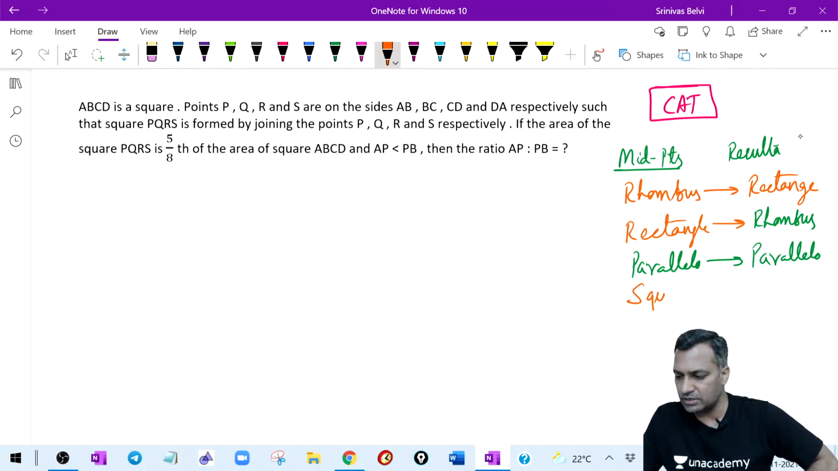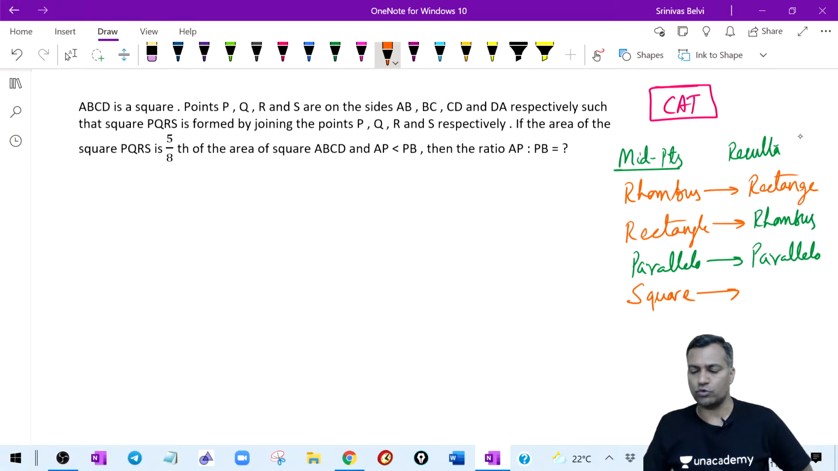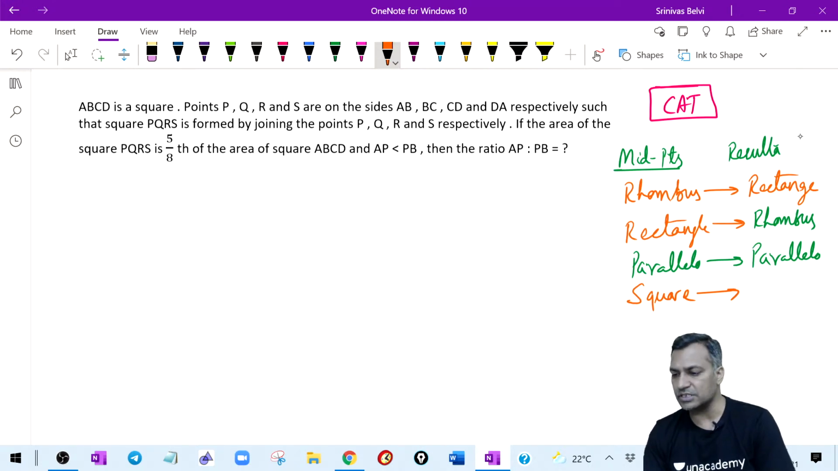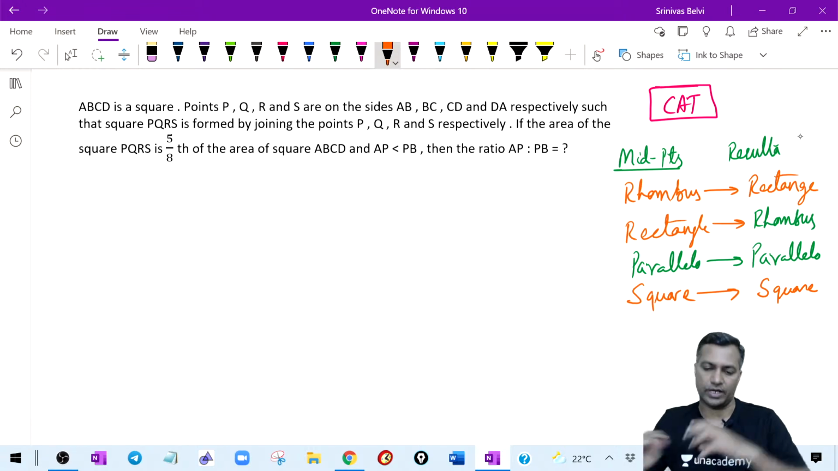If I join the midpoints of a square, what is the resulting figure? These are 100% results. What we are talking about here are 100%, no matter what. The midpoints of a square become another square, right? Not only that, now everybody listen to me.